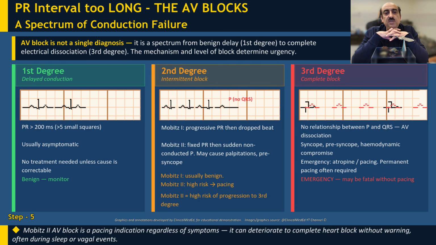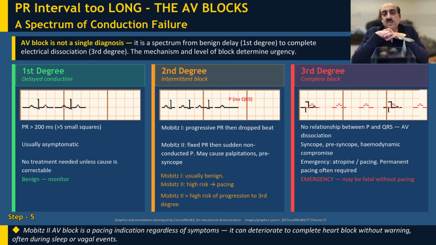First degree block: if you remember, we said the normal PR interval is 3 to 5 small squares. So if there is a prolonged PR interval, more than 5 small squares, but it's fixed in all the leads, and it's usually asymptomatic, it's considered first degree heart block. In the absence of any symptoms, it does not need any treatment unless there is a correctable cause, and it's usually benign and just needs monitoring and serial ECGs. Previous ECG comparison, which is my tip number 10, is one of the best things to do.